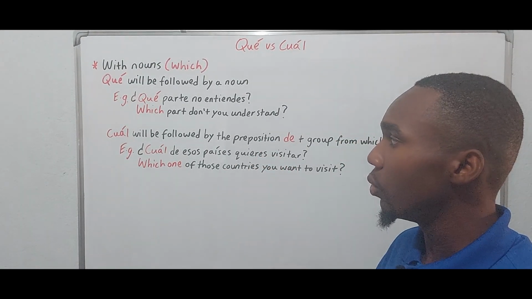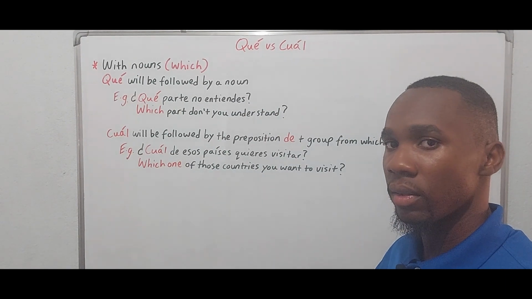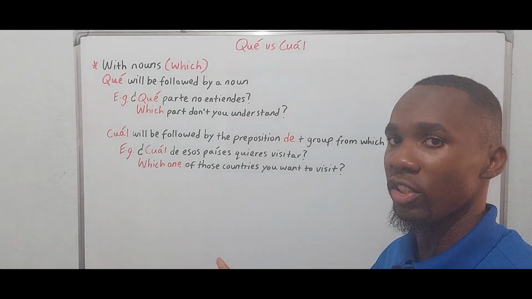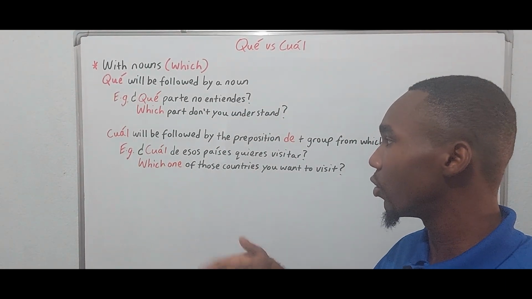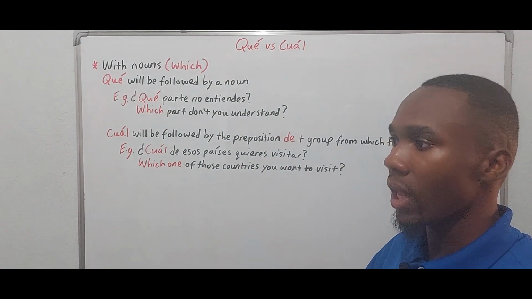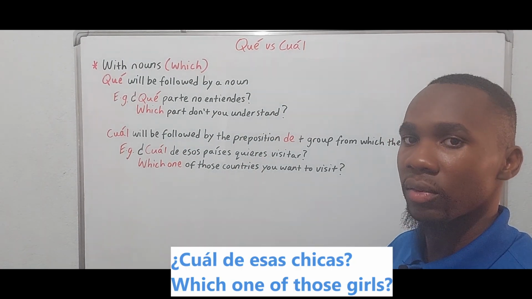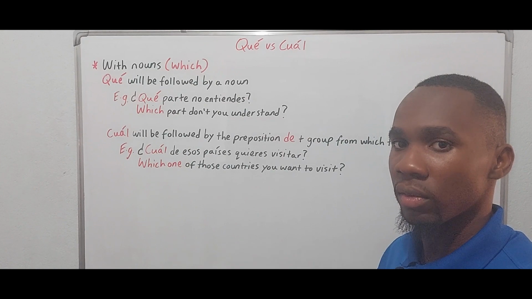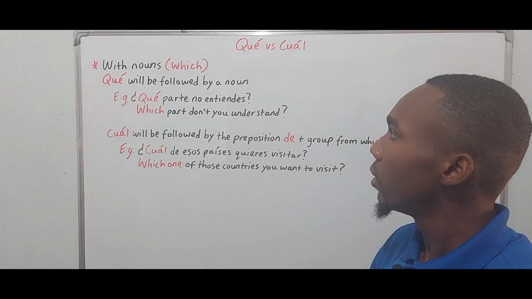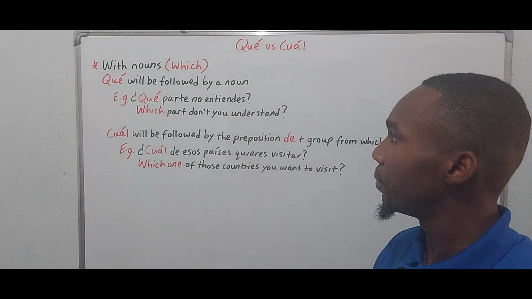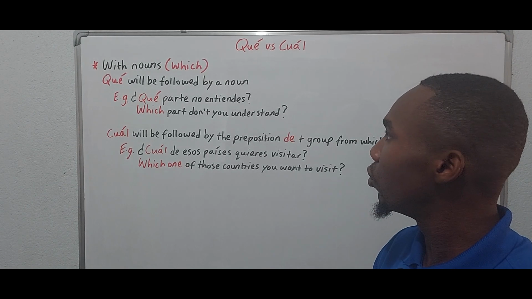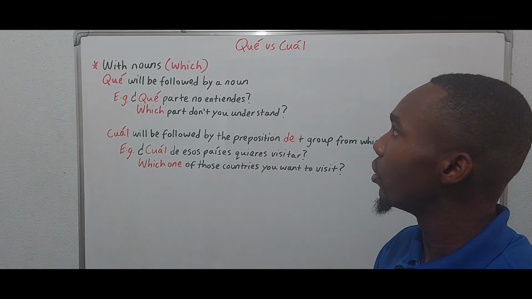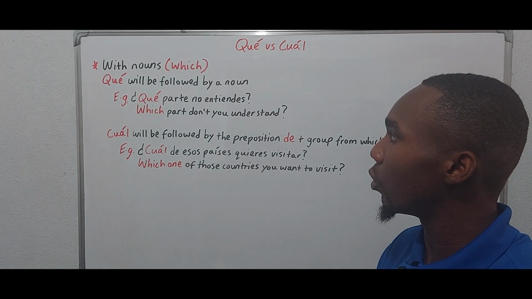Cuál now, you will use de and then the group from which the choice must be made. So, ¿cuál de esos países? Okay? ¿Cuál de esas chicas? Which one of those girls? Okay? So, yes, these are the rules that govern the usage of qué and cuál.